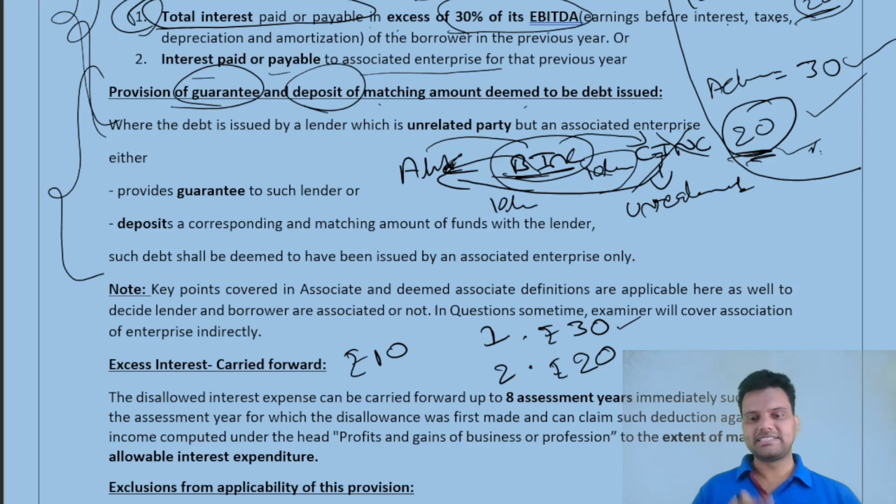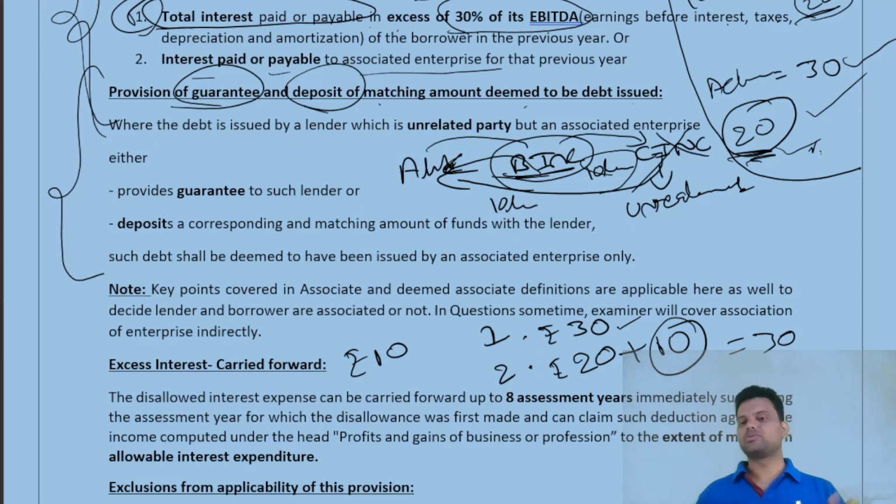So what this provision says is, in any year out of these 8 years, if your actual interest is lower than the total interest minus 30% of EBITDA, then in that year, whatever amount was disallowed in the previous years, you can claim as a deduction in this year. That means whatever is the disallowance of this 10 rupees earlier, we can claim as a deduction. So the total interest allowable for this year is 20, that is actual interest, plus 10 of the previous year. Total 30. This is what this provision says.